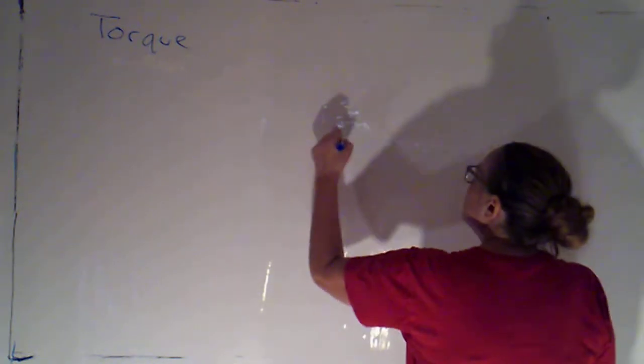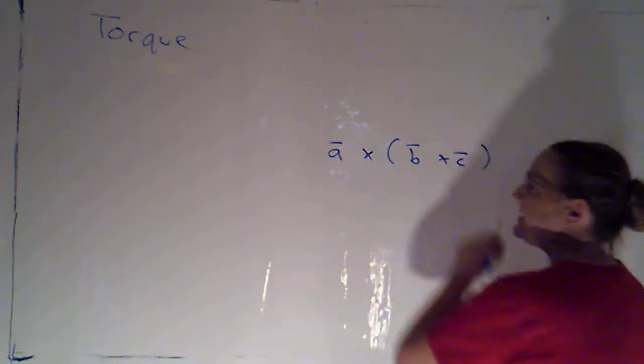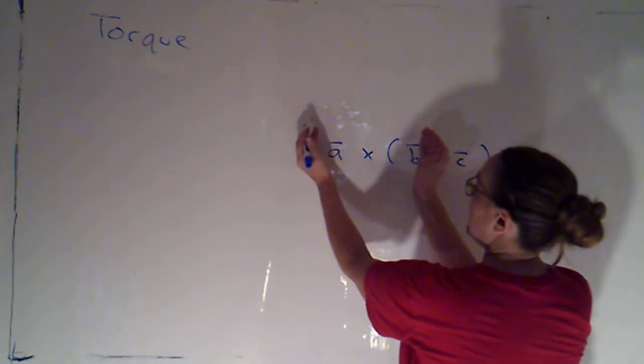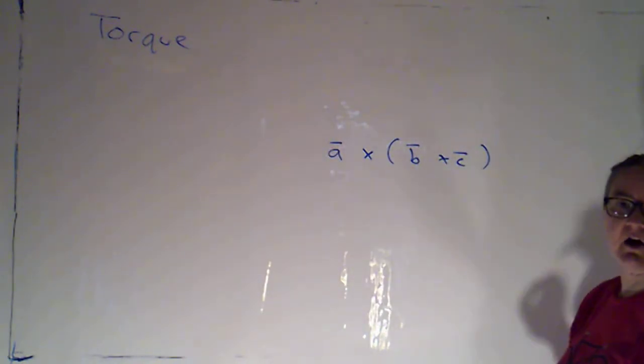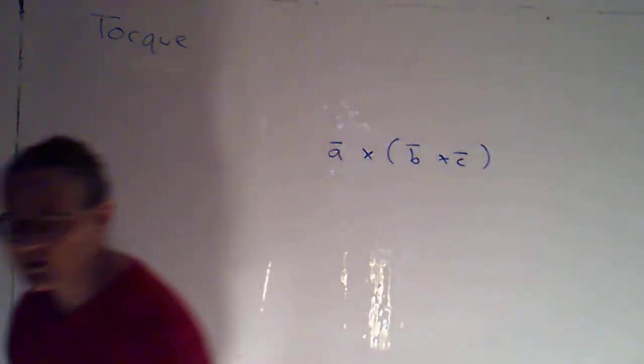The vector triple product of 3 vectors is defined to be this. I just want to remind you that's not the same as A cross B cross C, because we don't have an associative law. Really, the only thing this textbook uses this for is Kepler's laws.